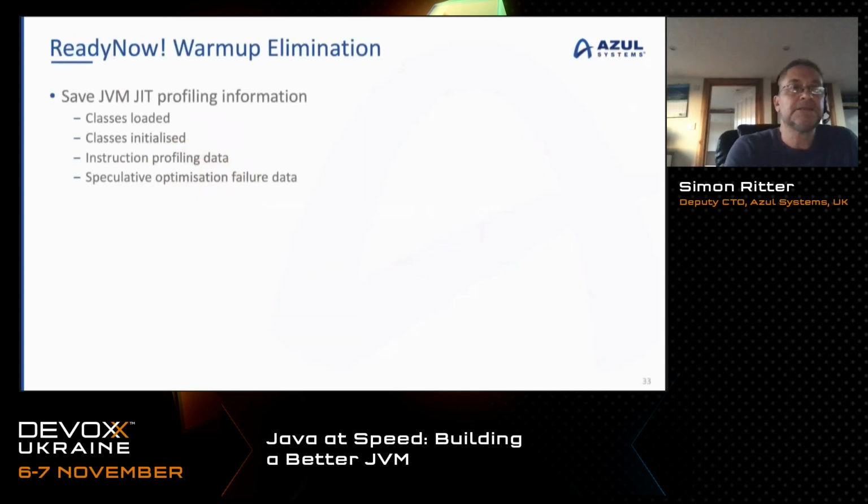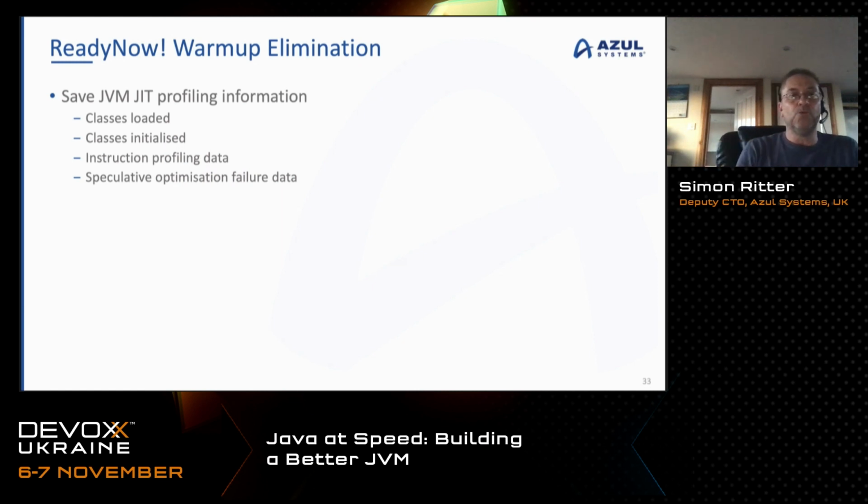Last thing to talk about is ReadyNow and the idea of warm-up elimination. The reason behind this is that, as we saw from the graph, it takes time to go from interpreted to C1 compiled code, profiling, recompile with C2 or Falcon, and then get to our optimized level of performance. And every time you start the application, you have to do the same thing. So you go through the same process each time. What we decided was, okay, how can we minimize that? How can we avoid that problem?